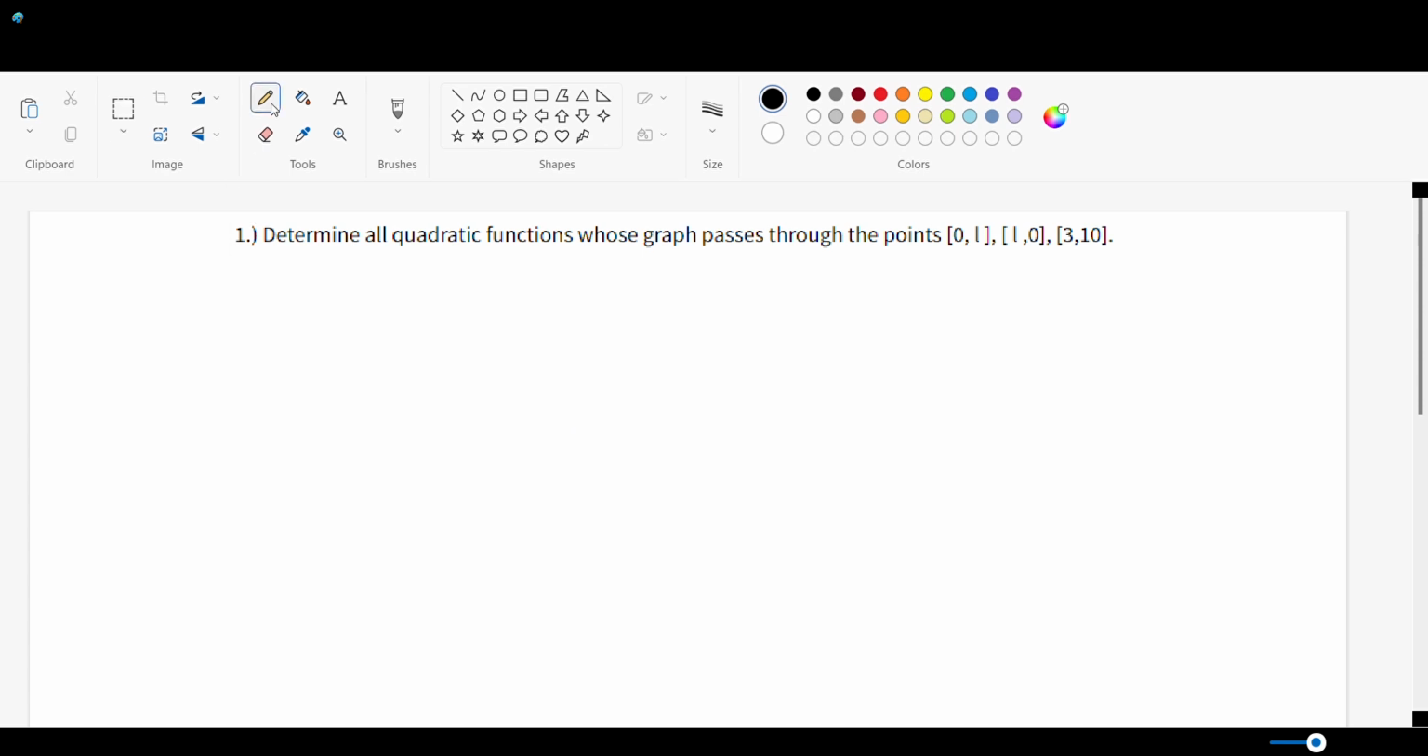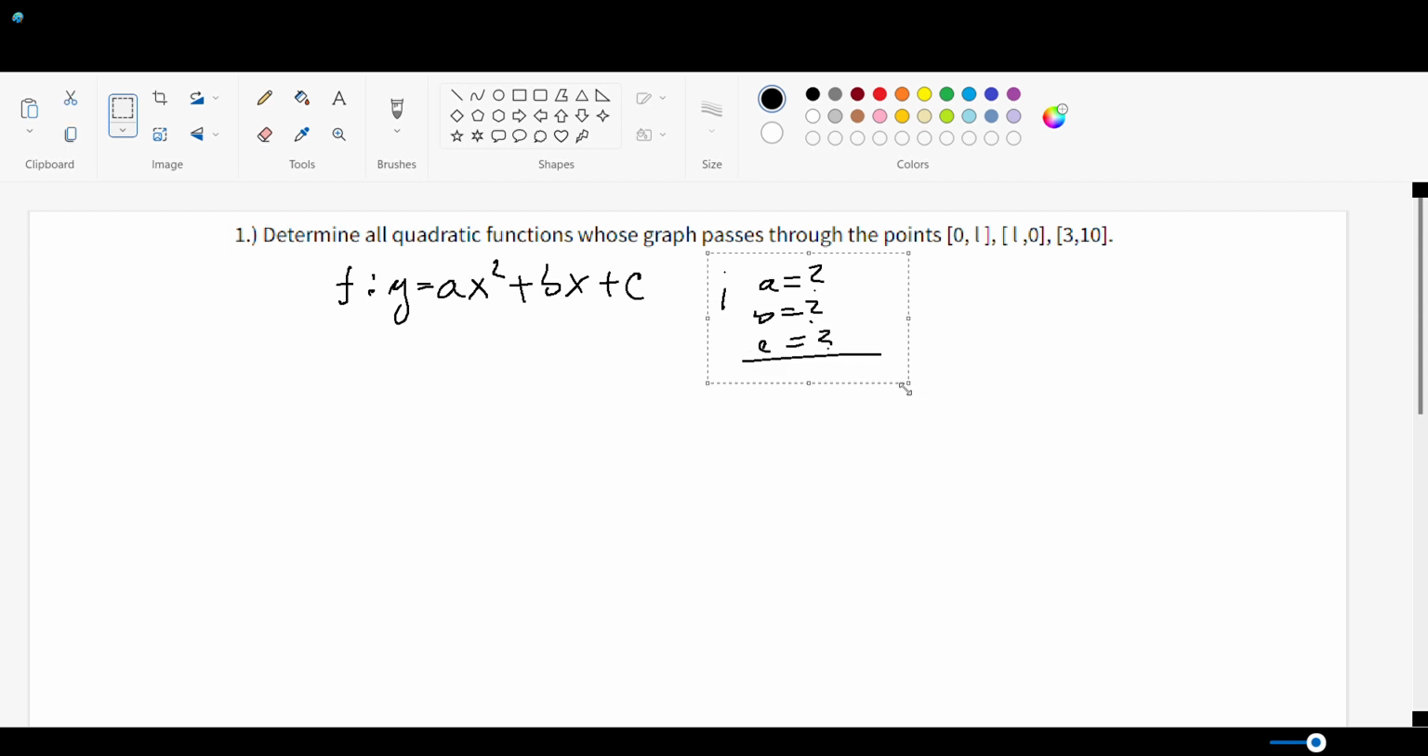Now, if we want to find all the quadratic functions whose graph passes through the points, we are mainly asked to find the equation of the function, which in the case of a quadratic function is in general form defined as a times x squared plus b times x plus c, where a, b and c are the coefficients, and we are now supposed to find the values of these three coefficients, and once we find them we know the equation of our quadratic function.